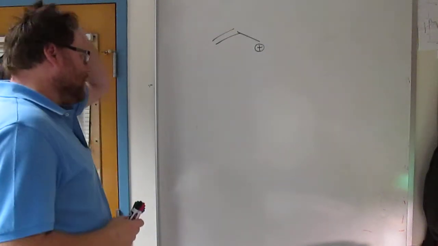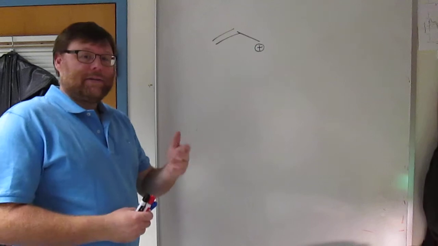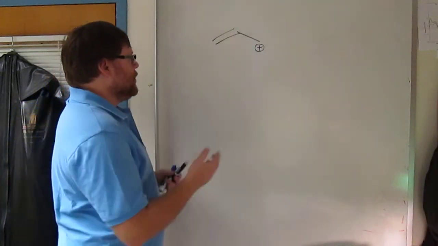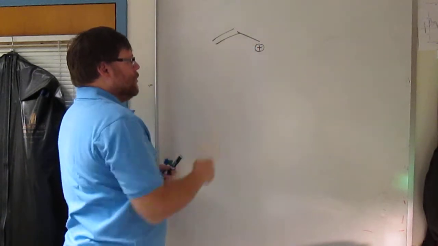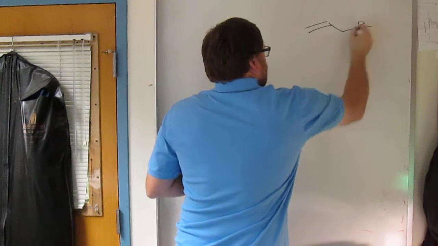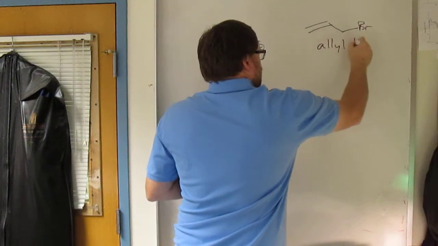Alright, in this video, in this homework, I'm going to ask you to draw the pi molecular orbital system for the allyl cation. So an allyl group is simply a double bond and then one carbon. So for instance, as a common name, this would be called allyl bromide.